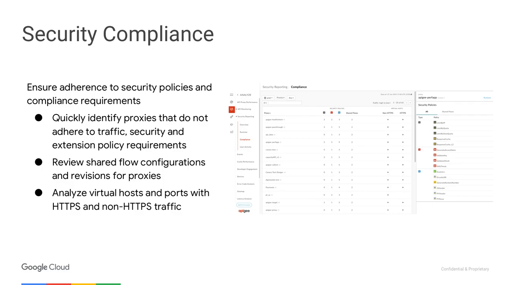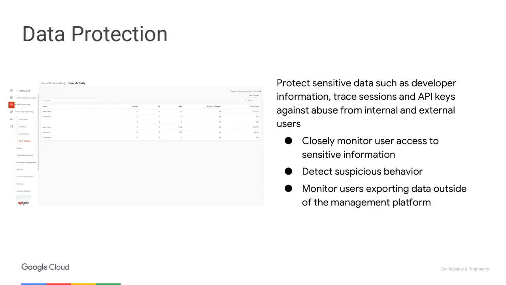As we discussed earlier, several enterprises are today powering business-critical applications through APIs. So there is a lot of sensitive data that gets actually involved in these APIs. For example, developer information, trace sessions, API keys. All of these are attributes that are vulnerable to abuse from internal and external users. So with this new feature, users can very closely monitor who within your organization is actually accessing this sensitive information. And if there are any anomalies in those access patterns, you can discover or detect that suspicious behavior.